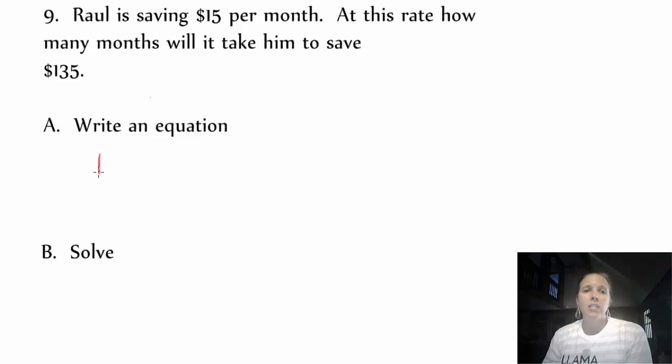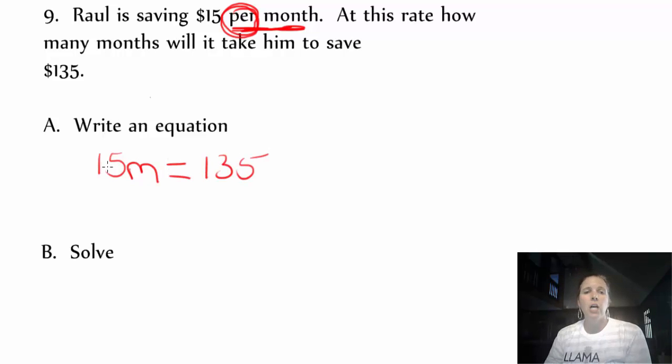So if I have $15 per month, this per is multiplication. Month is going to be our variable. It can be whatever you want. We'll just make an M for month. At this rate, how many months will it take to save? So we want this to equal $135. If it's $15 every month, it's $15 the first month, 15 times 2 the second month, 15 times 3 the third month. Okay, so we have to figure it out.